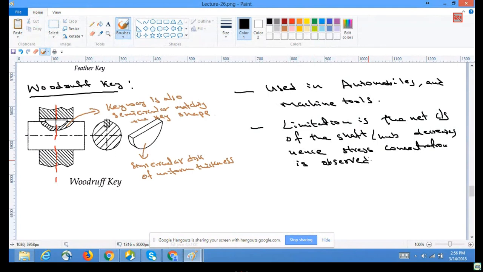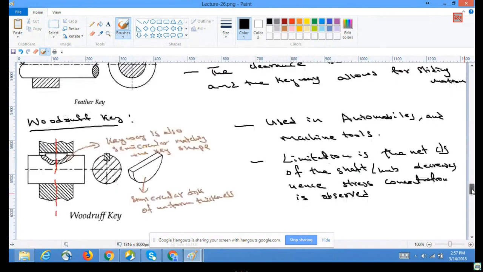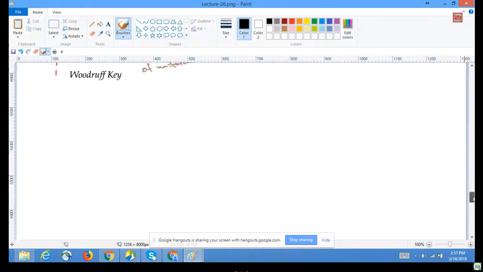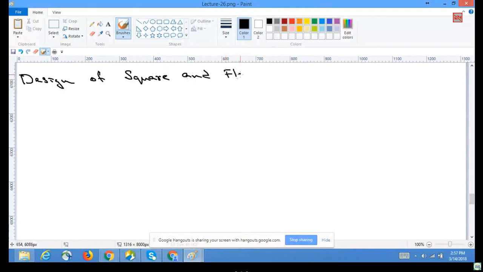So these are all different types of keys. Now what we'll do is with these different kinds of sunk and saddle keys, now we will see the design of square and flat keys.